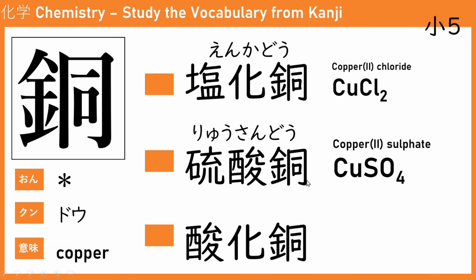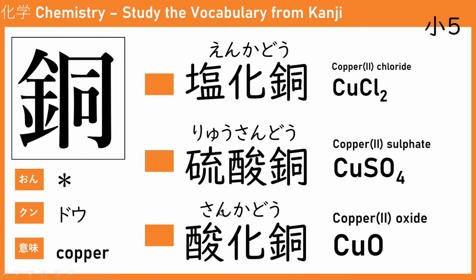How about this one? We have sankado. Sankado. So do means copper, ka means to change, and san represents oxygen. So sankado is CuO, copper oxide.